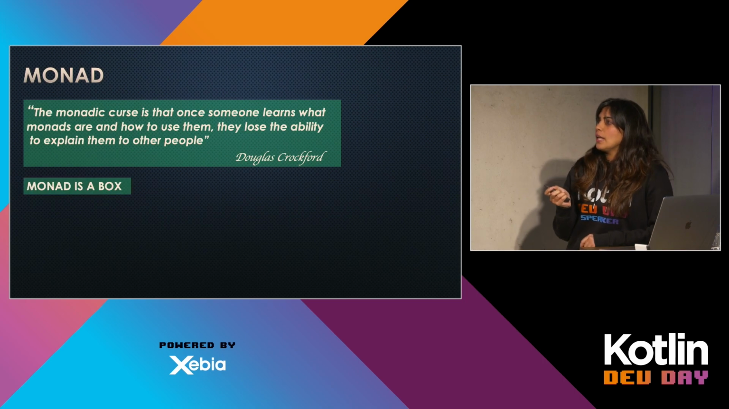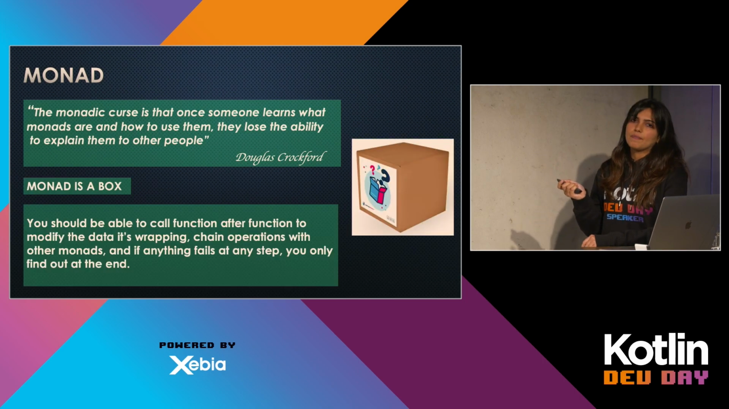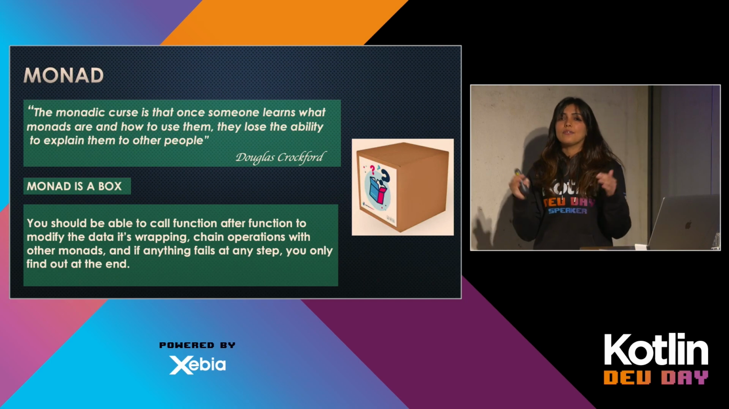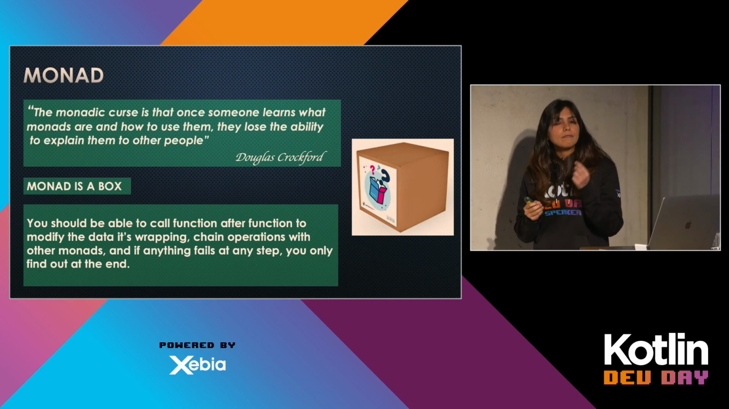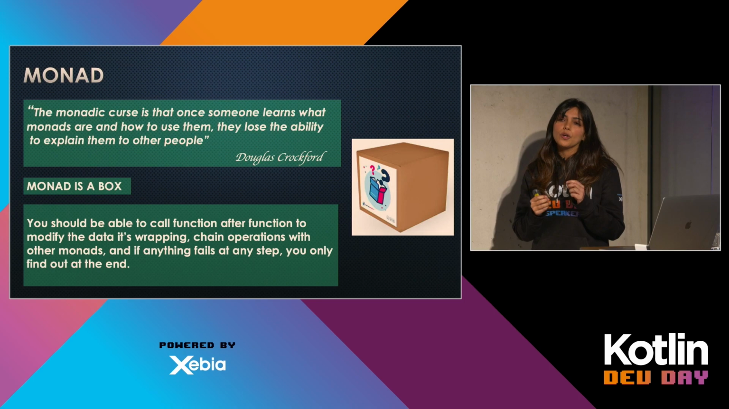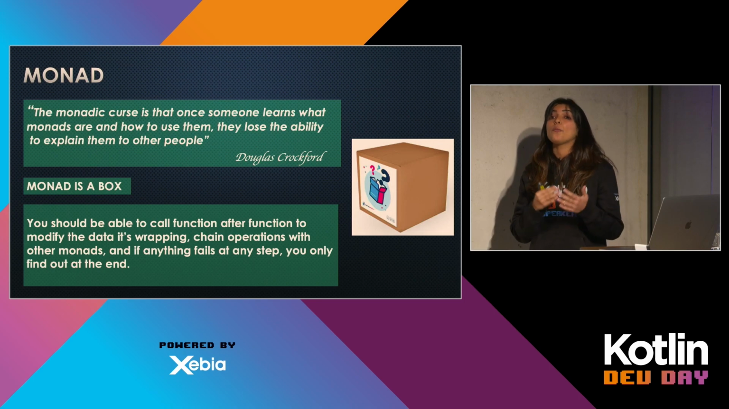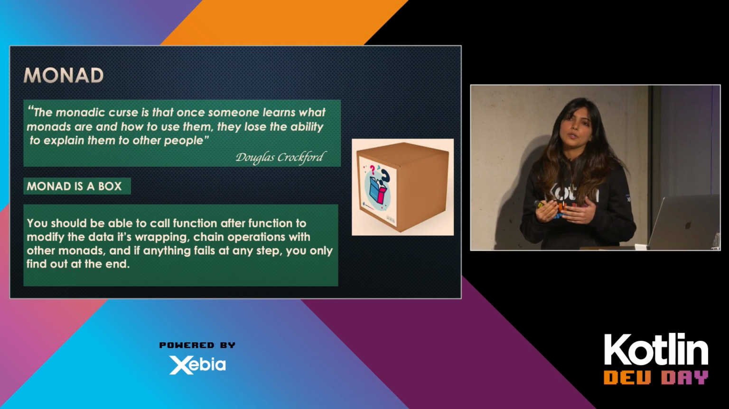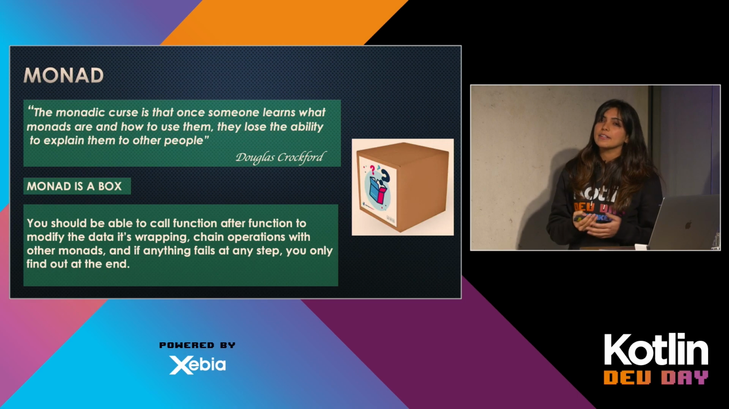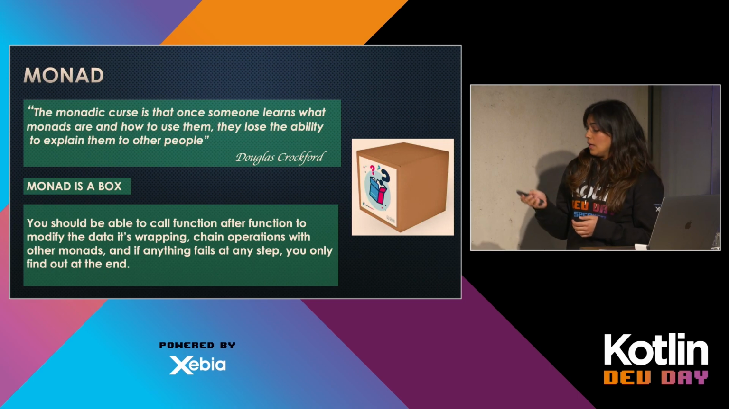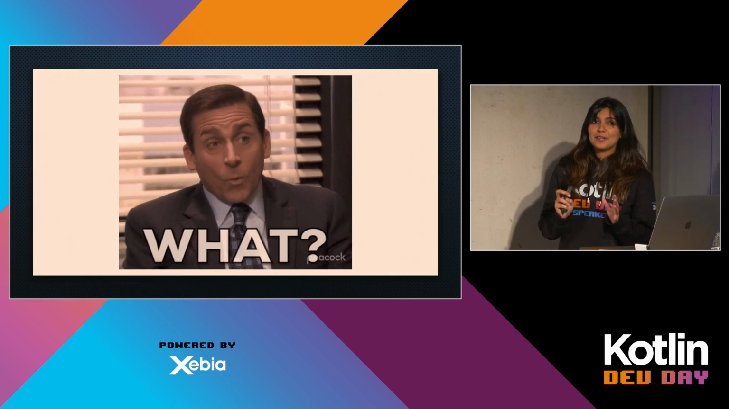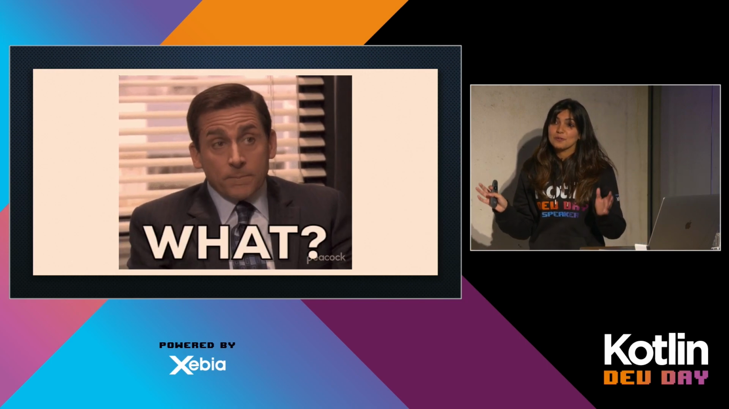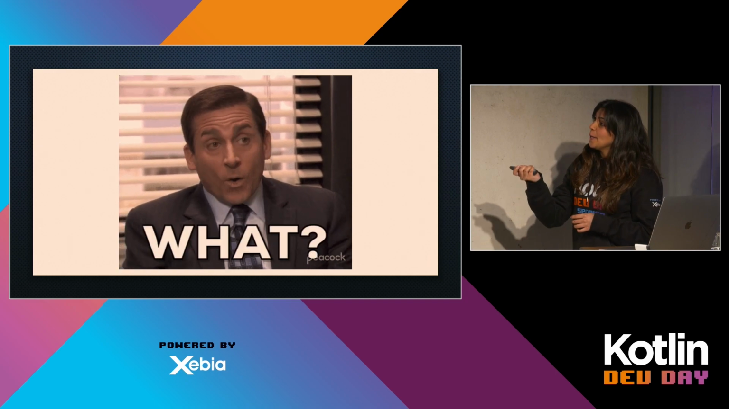So let's visualize a monad as a box. It's a wrapper type which holds a certain value, and on that value you can perform chained operations with other functions or in fact with other monads, and if anything fails during these chained operations you will find out at the end. And right now most of us are giving me this kind of expression, which is quite understandable because it's more complex than it looks.